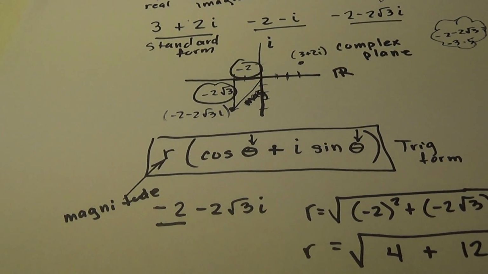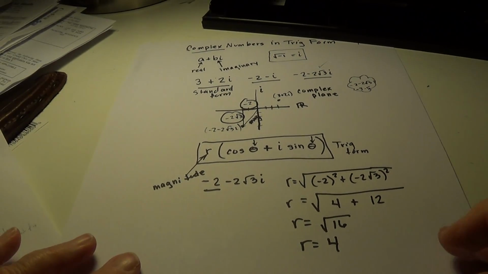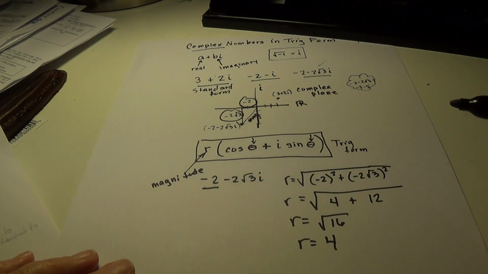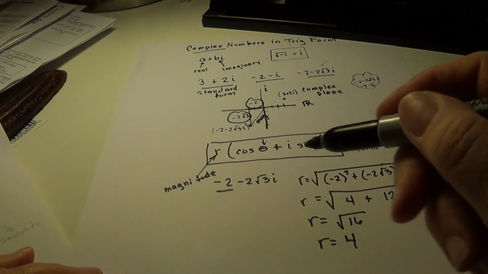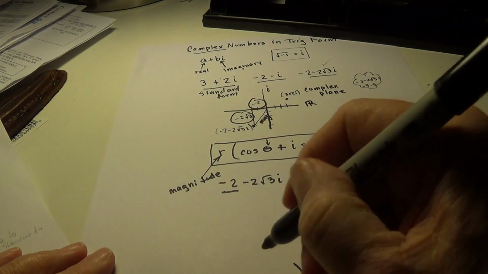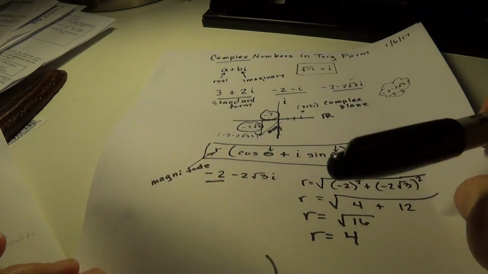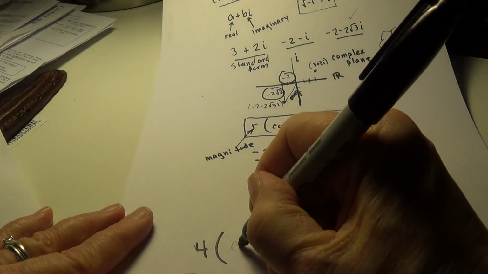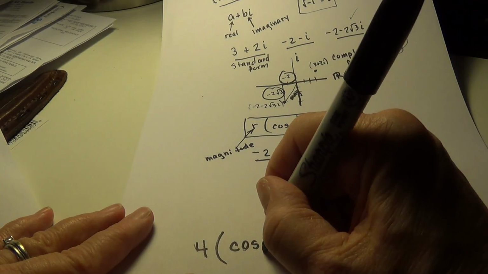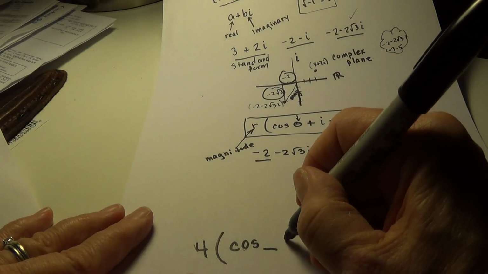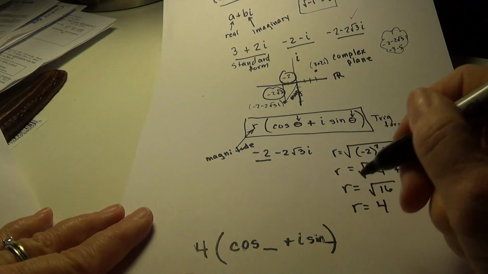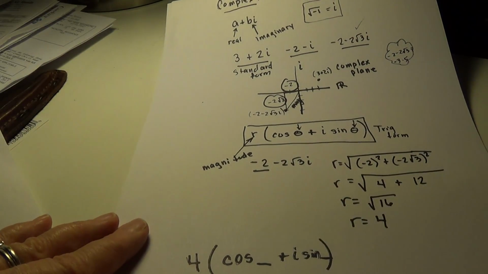4 plus 12, 16, and now the square root of 16 is 4. So we have found R. I'll put it in its proper place outside of the parentheses. Then it's always followed by the word cosine, then an angle, and I'll leave that blank because I'm going to come back and get that angle, plus I sine of the same angle. So all I do is come up with the angle and I'm done.